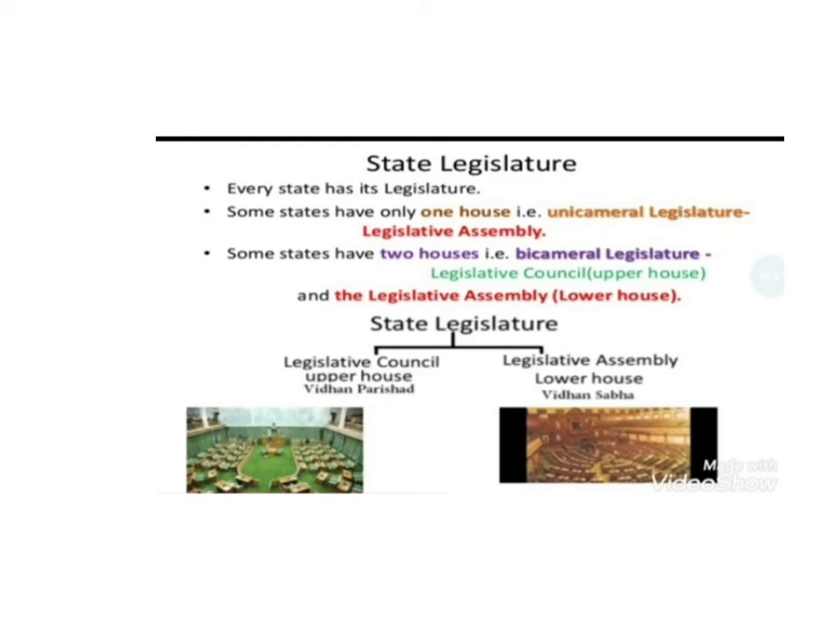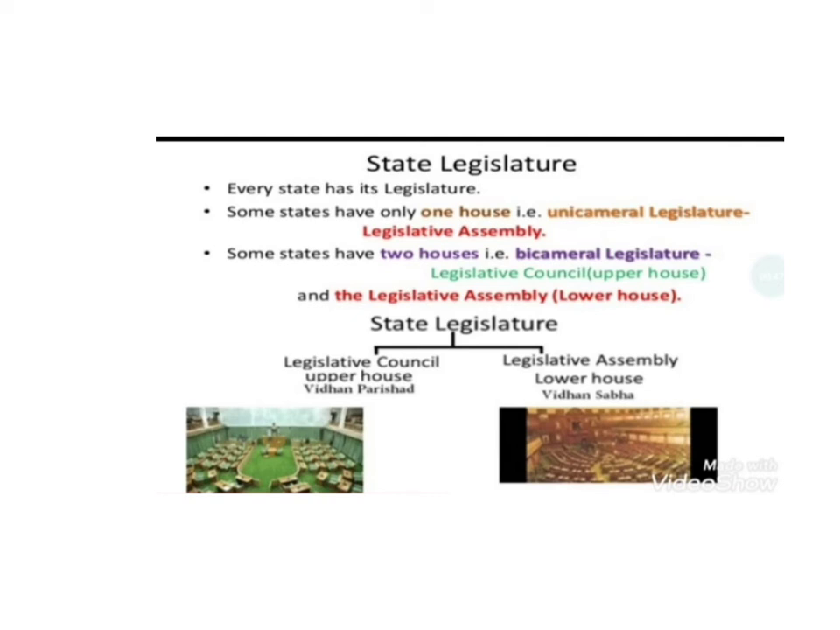So the state legislature is divided into two: the legislative council, also called the upper house or Vidhan Parishad, which is the Hindi word. And second is the legislative assembly, or the lower house, or the Vidhan Sabha. So we can say a state legislature is nothing but the law-making body of a state.